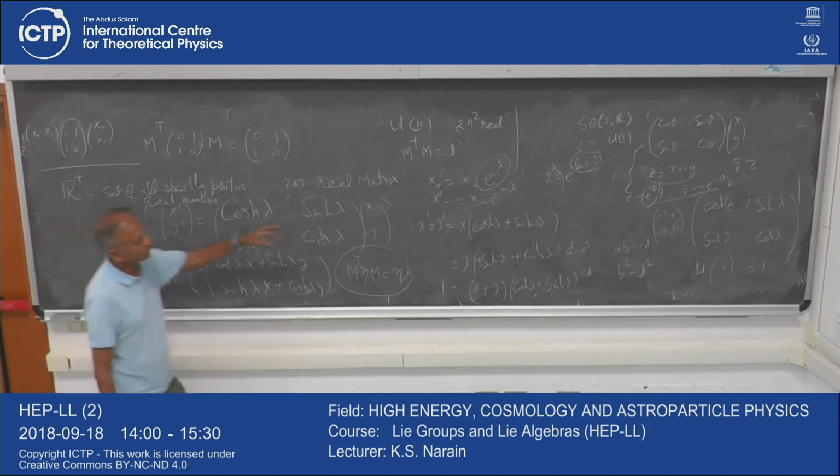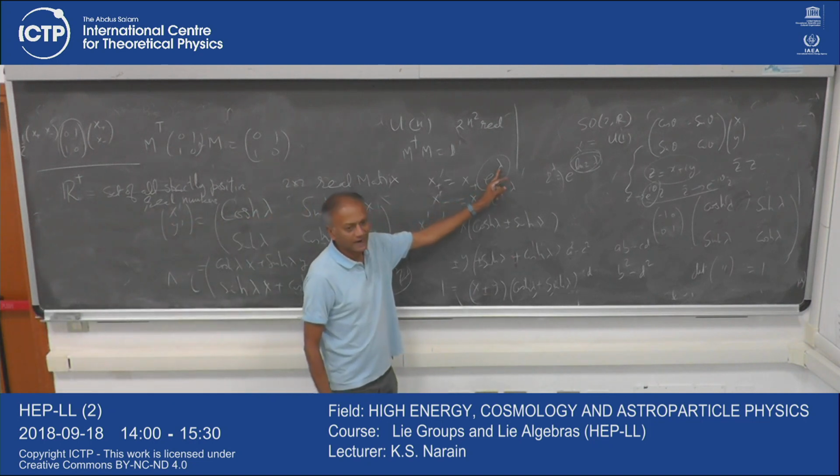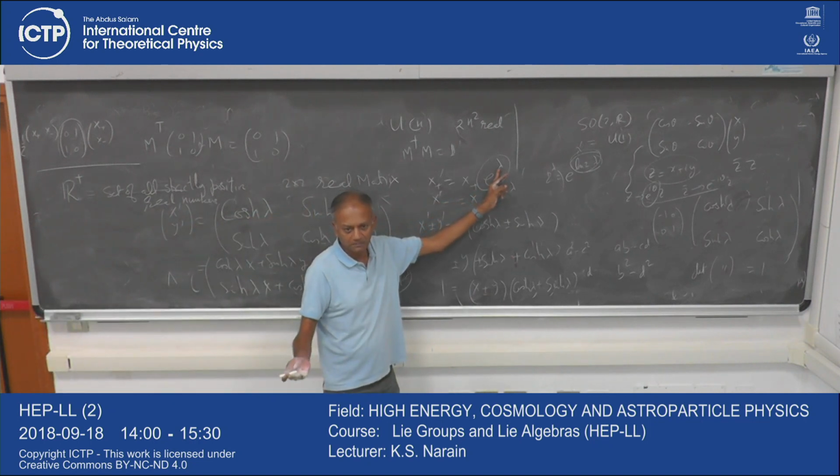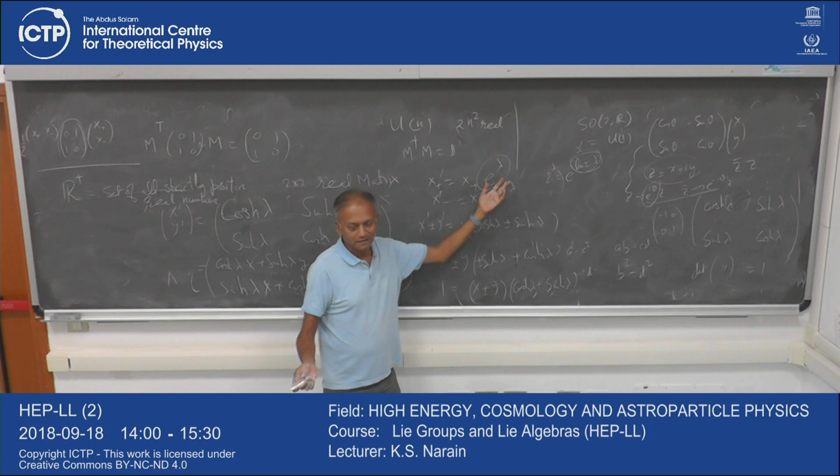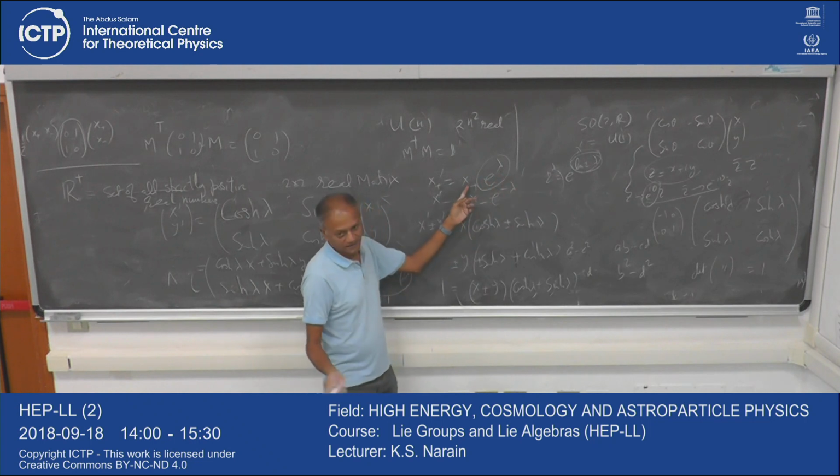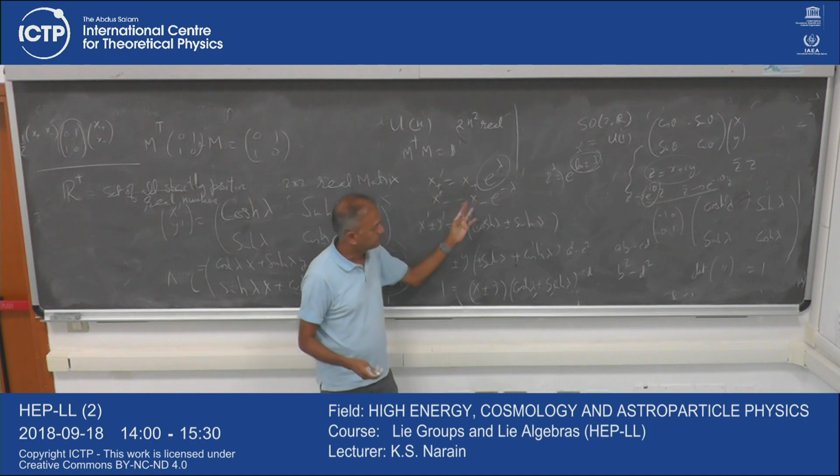And this is in fact that group. Because e to the lambda is some real positive number, and you're multiplying by that. So x is some number. Let's take x plus to be positive.